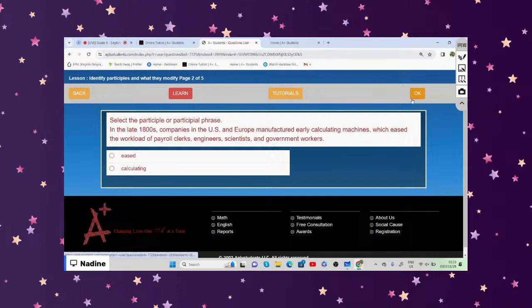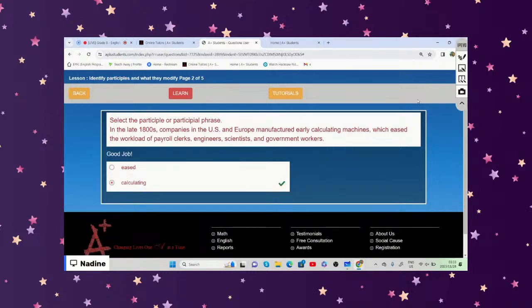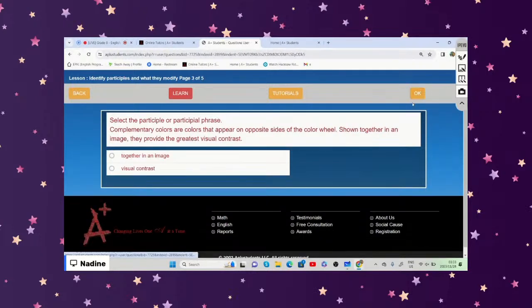And if we select our participle, right? Then we will select calculating because it modifies the noun, which is machines. And calculating is correct. The second one is correct. Well done.